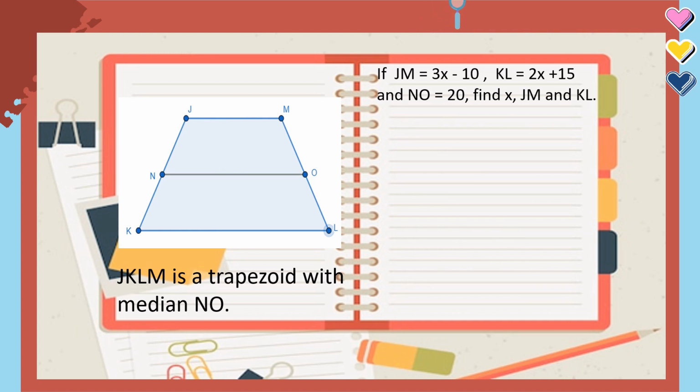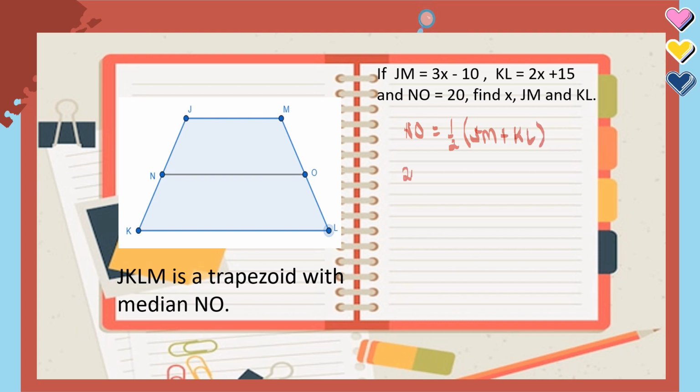Next, if JKLM is a trapezoid with median NO and JM is 3x minus 10, KL is 2x plus 15 and NO is 20, find x, JM, and KL. So JM and KL are the bases and NO is the median. So using the formula, NO is equal to 1/2 JM plus KL. So we substitute the values.